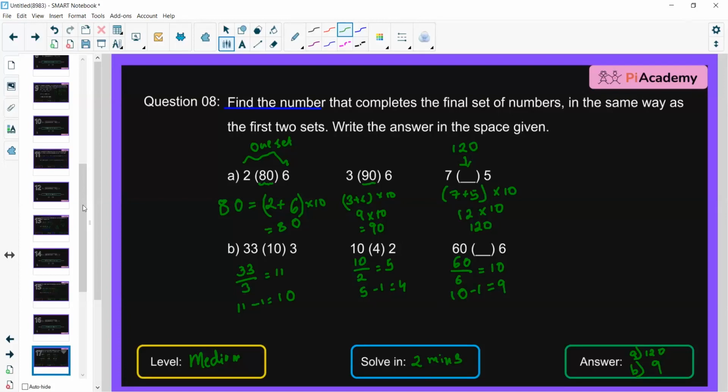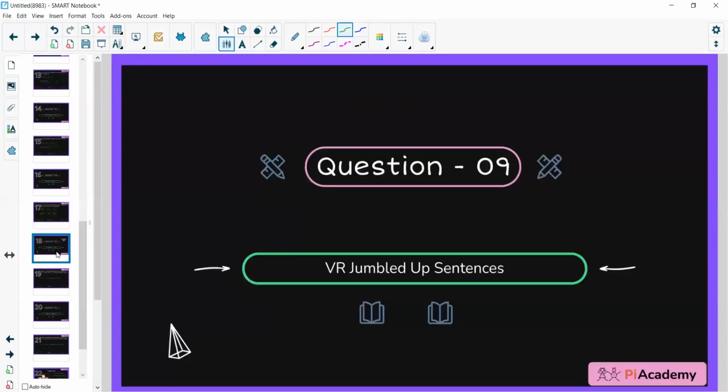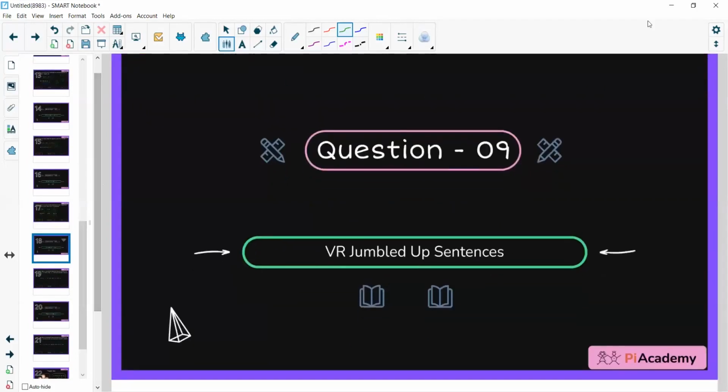Let us move to our final topic, which is VR jumbled up sentences. Okay. This is VR jumbled up sentences. Now, how do we usually solve the jumbled up sentences? What are the steps you need to do? Okay. What you can do is, there are subject and verb over there, right?